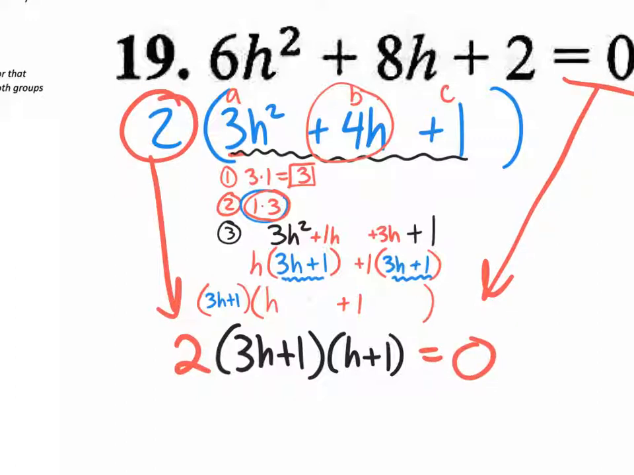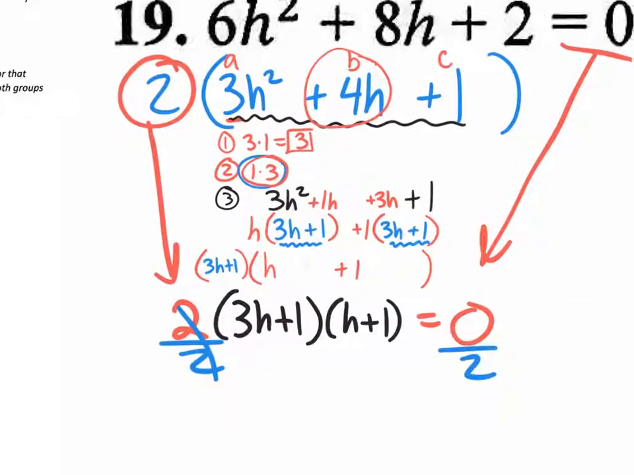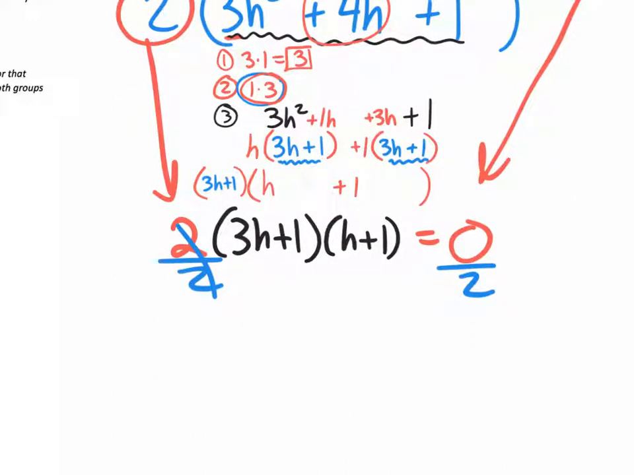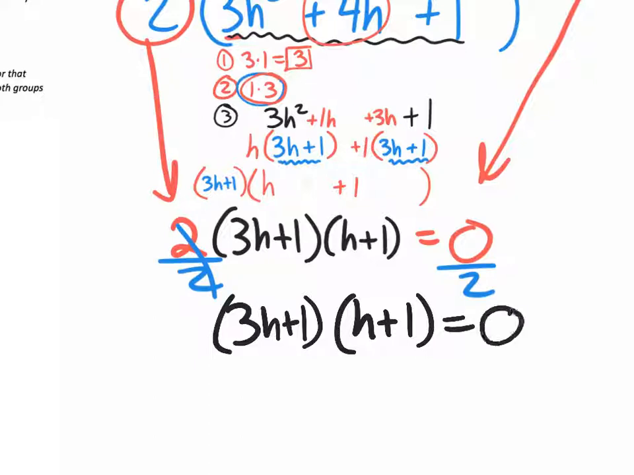Now this is an equation, and you can do anything you want to an equation, as long as what you do to one side you do to the other. So let's say you didn't want this 2 right here. After all, this is a 2 times some other stuff. If you don't want 2 times, you could simply divide by 2, and it'll cancel out, and what you do to one side, do to the other side. But 0 divided by 2 is still 0. So my equation becomes 3h plus 1 times h plus 1 equals 0 still.